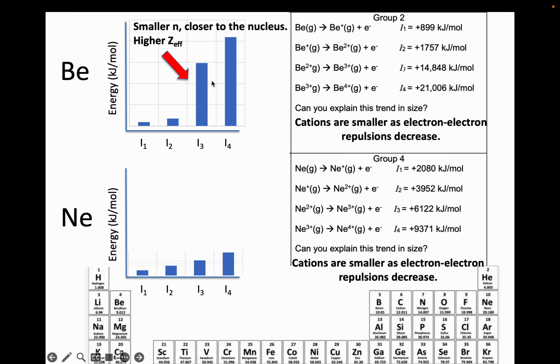What's going on here? When we try to remove the third electron from beryllium, we're now removing an electron that is from a smaller principal quantum number. It's closer to the nucleus and it has a higher effective nuclear charge because the shielding has changed. So we have this very large, disproportionate increase when we're now removing electrons that are in a smaller principal quantum number.